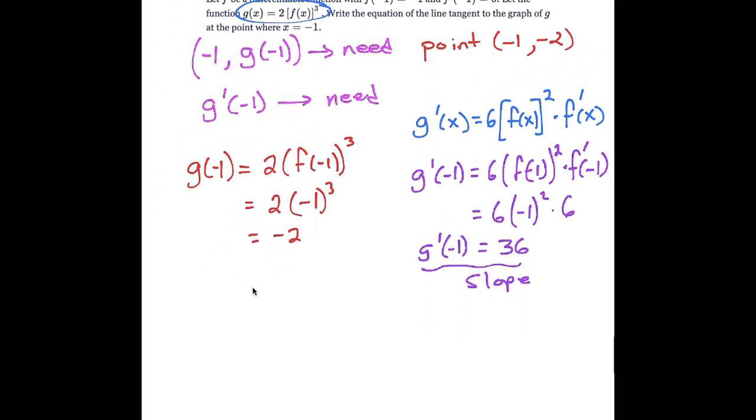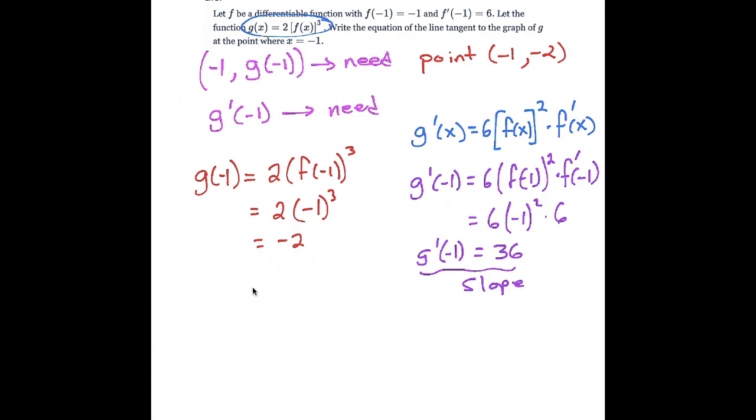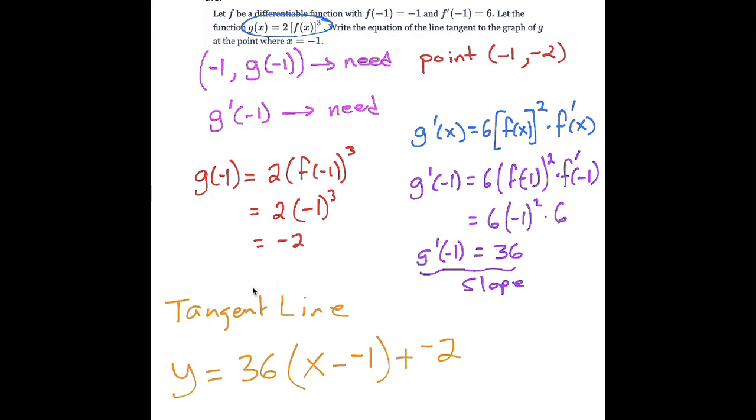So our tangent line then, write it in a different color. Tangent line is y equals 36 times x minus negative 1 plus negative 2. I realize you can subtract the 2 and add the 1 in there, but I just wanted to show you where I put everything. Hopefully that makes sense. Good luck.